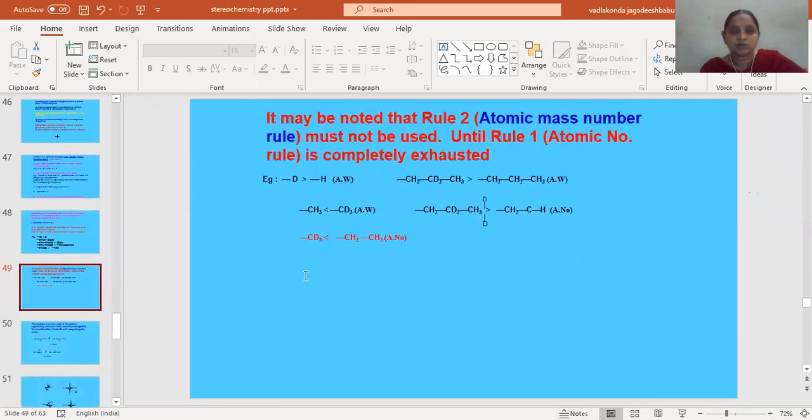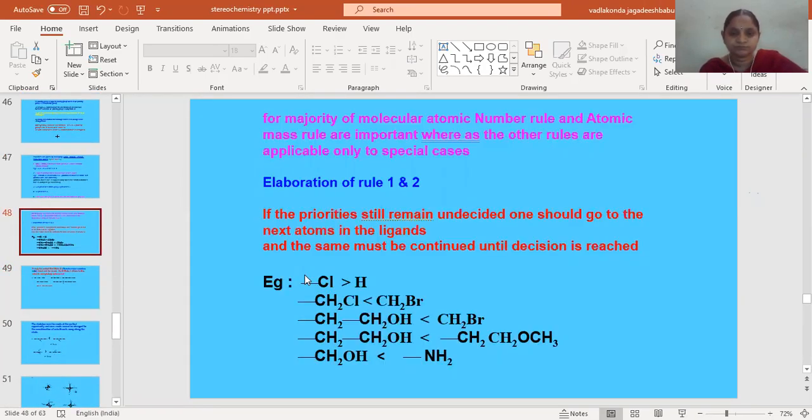So these are all the rules. And for example, see here, chlorine will be given highest priority, and CH2Cl and CH2Br have the same first atom, so we consider the second atom. Bromine has the higher atomic number, so CH2Br will be given higher priority than CH2Cl.